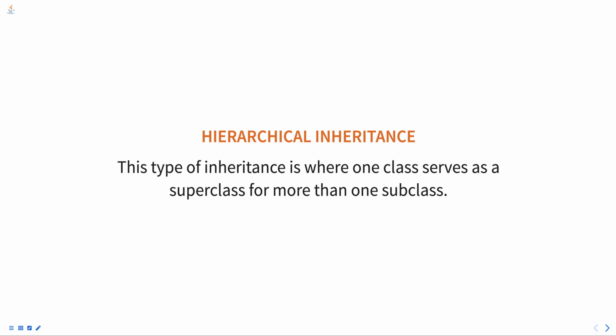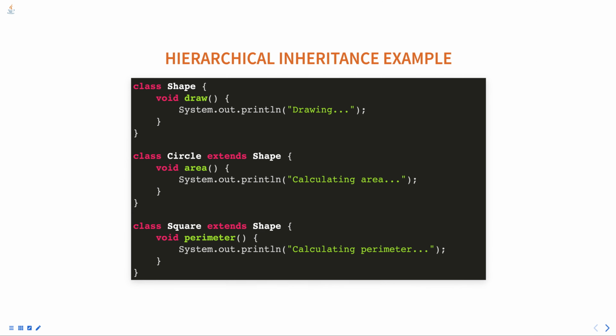Hierarchical inheritance. This type of inheritance is where one class serves as a superclass for more than one subclass. In this example, the class shape serves as a superclass of both circle and square classes, and both classes can access the draw method of the superclass.